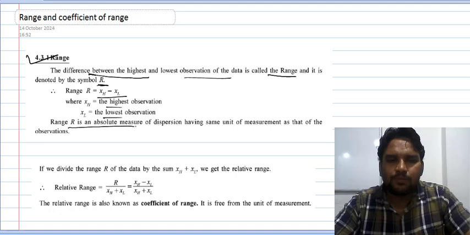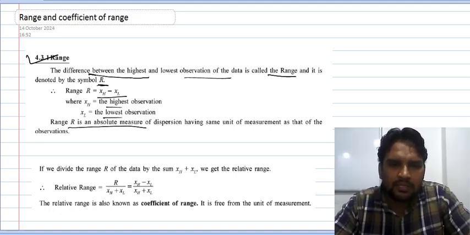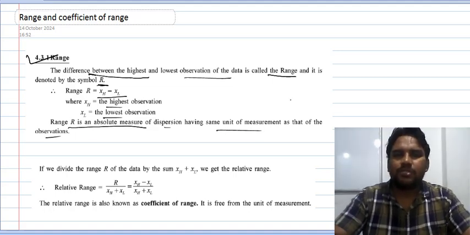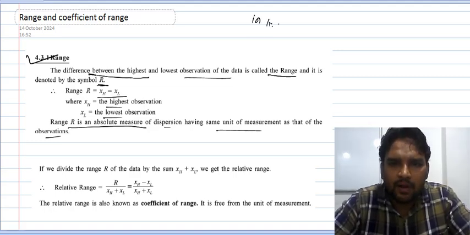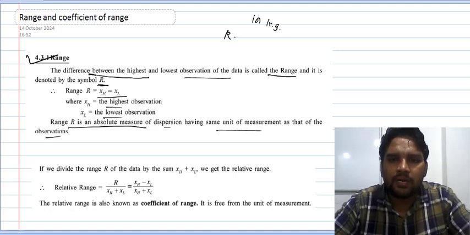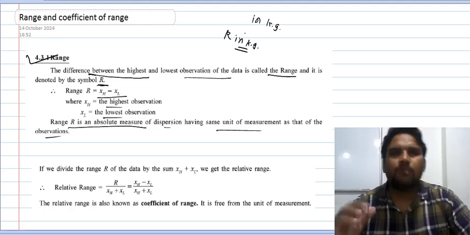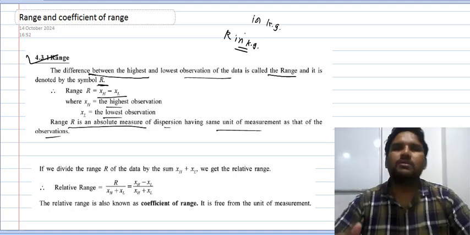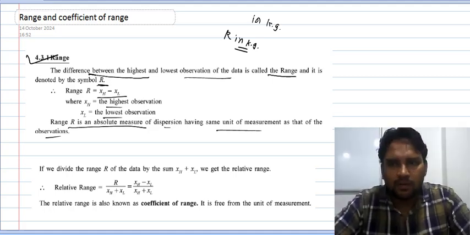So range is an absolute measure. This is a very important line, so be attentive. Range is an absolute measure of dispersion having the same unit of measurement as that of the observation. That means if the observation is given in kilograms, then range will be in kilograms. If the observation is given in rupees, then range will be in rupees. If the observation is given in liters, then range will be in liters. So that is nothing but absolute measures, which are always measured in terms of units. Understood this?